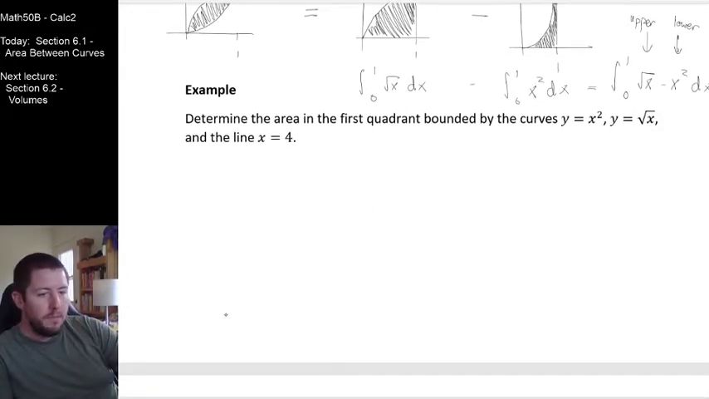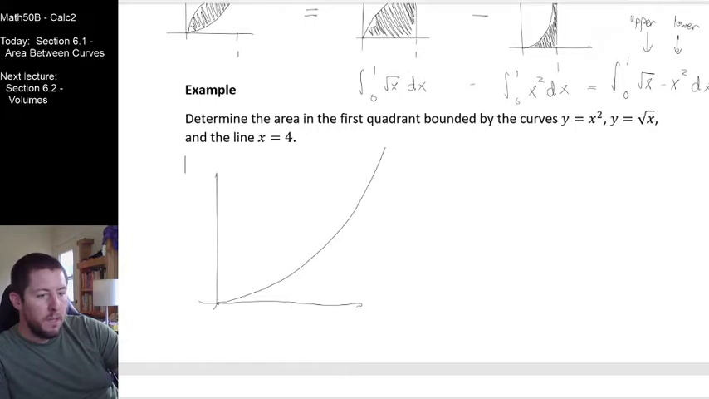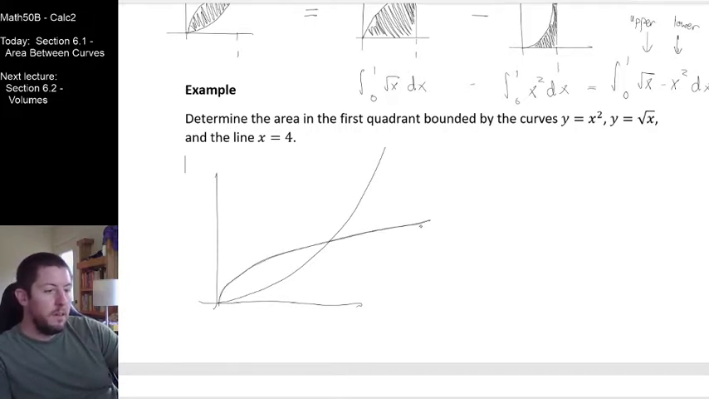So in this case now, I'll do my best at this picture here. This will be a tough one to draw well. But we should have our x squared function out here. Yeah, that was pretty good. And we'll have our square root function right here as well. So I know this is my square root of x. This is my x squared.